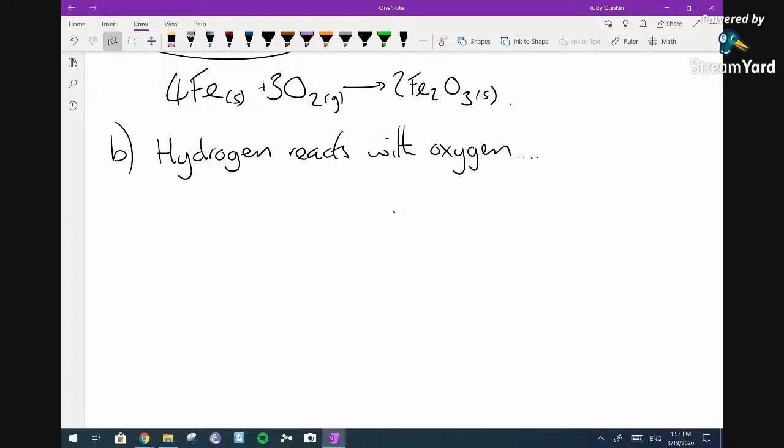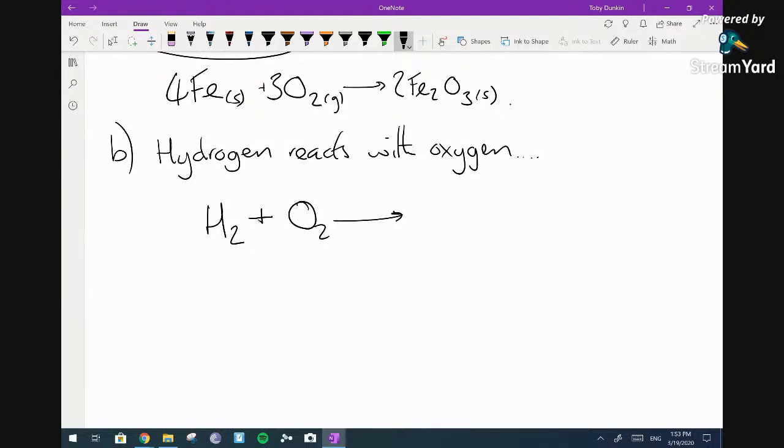So the difference in level with this one is the fact that they're not giving you the product. They're expecting you to be able to figure out what that product is. That's what they're expecting. So in this case, not difficult to translate out the words to symbol. So we're going to go to H2, which is hydrogen, of course, plus O2, and this time the product's missing.